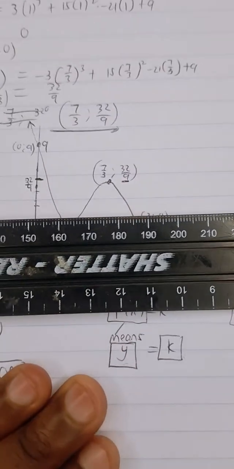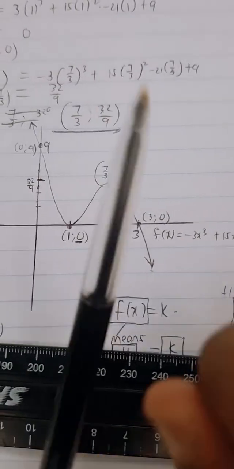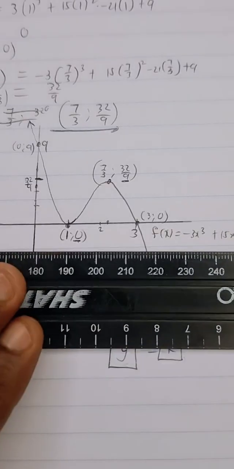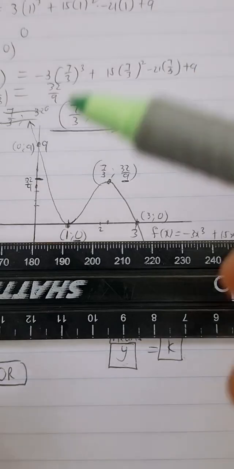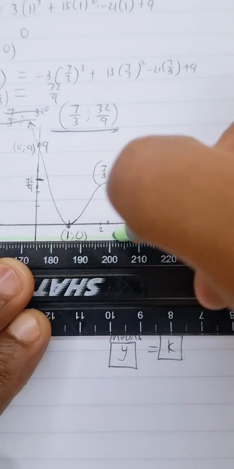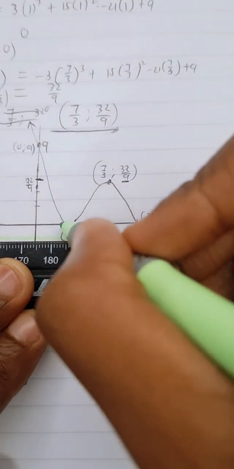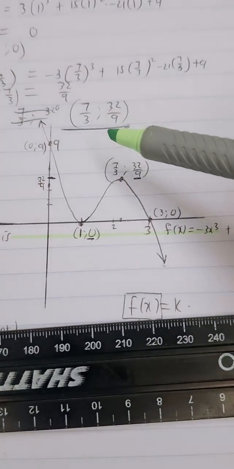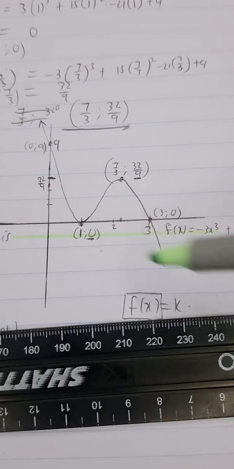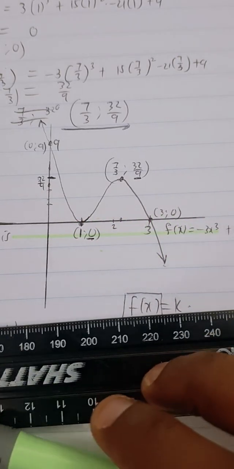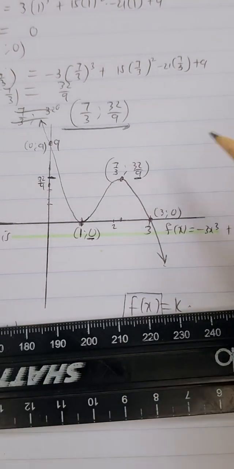Now, when they say 3 distinct real roots, guys, here's something to note. If I took this green and drew a horizontal line just below the turning point, all values of y that are less than 0 give me one distinct real root. And the one distinct real root I am talking about here, guys, is this one.